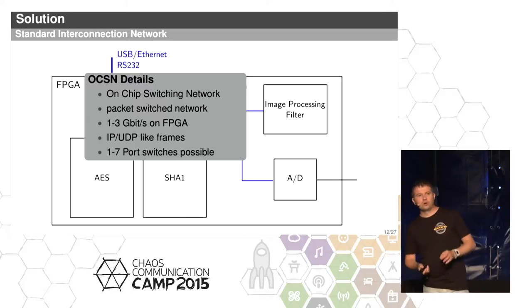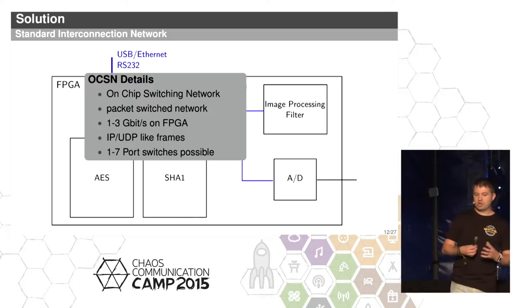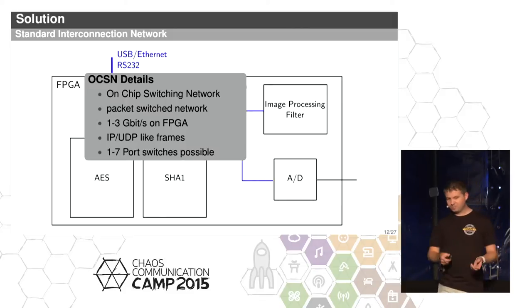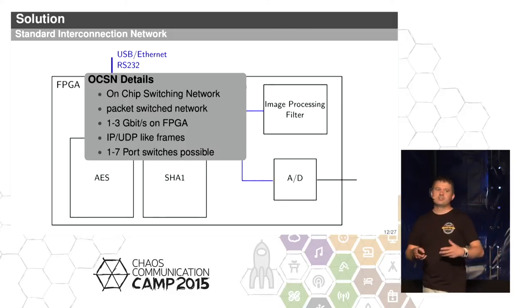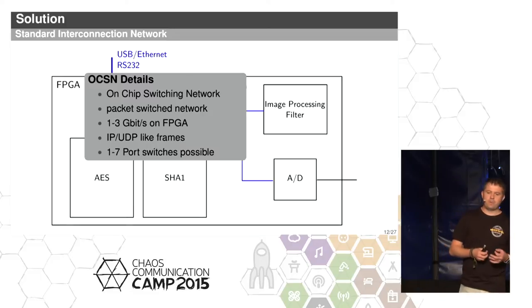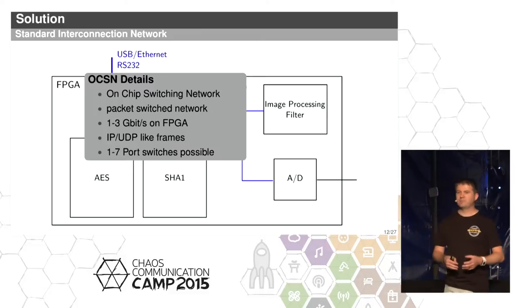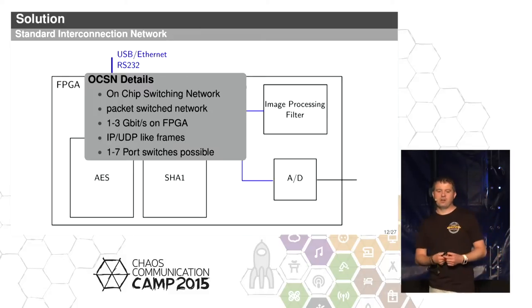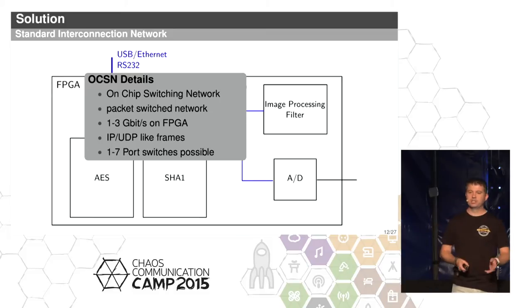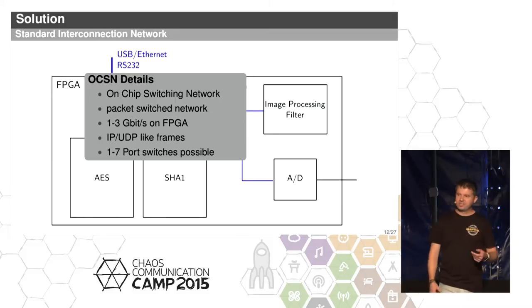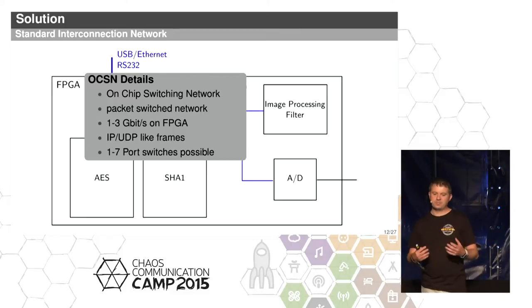I developed it looking at TCP/IP. I like TCP/IP, so I tried to create something which is simple to use. It's not performance I looked at, but usability. So I only get 1 to 3 gigabit per second on the FPGA within this packet switched network, but at the moment it's enough for me. I hope that at some time I can accelerate it up to 10 gigabits, but that's in the future.